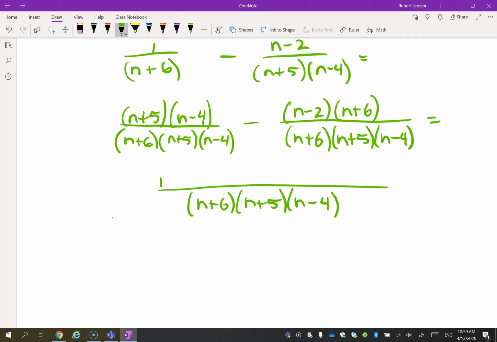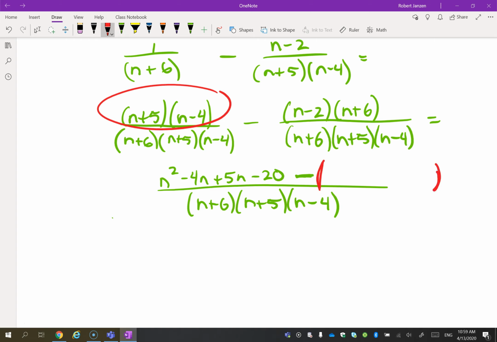And I'm going to get here n squared minus 4n plus 5n minus 20. Okay, that's this. And then subtract. Now let's be really careful here. We're supposed to subtract the whole thing. So I'm going to use a different color here, and we're going to subtract what we're going to multiply here. So this is n squared plus 6n minus 2n minus 12.